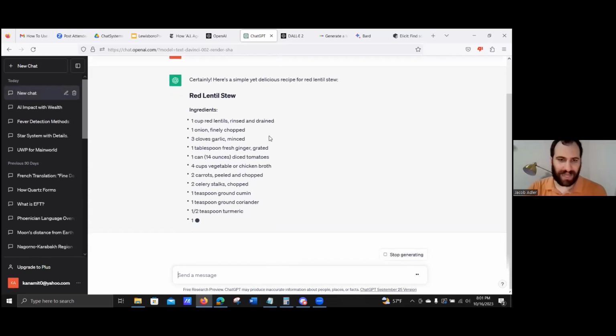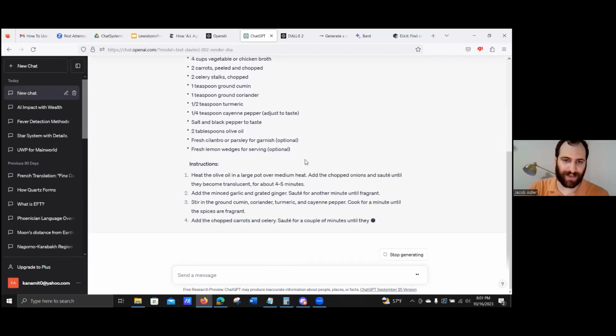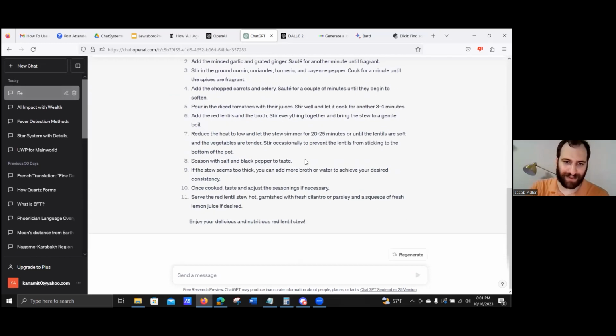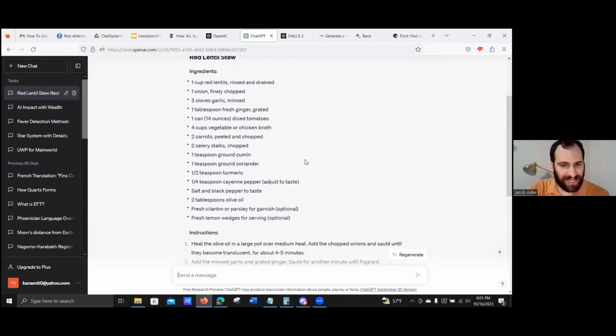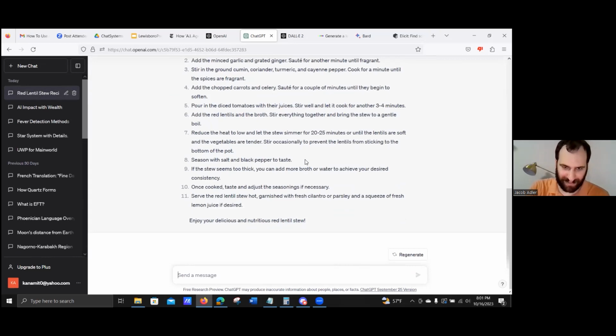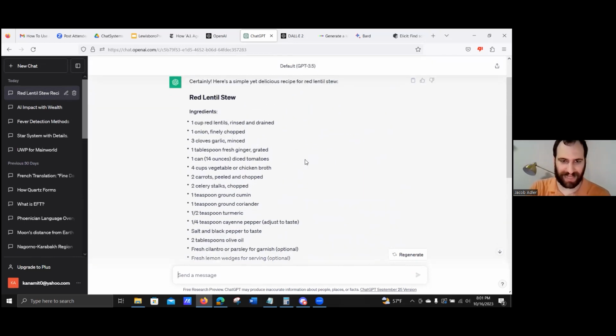I'm putting in a recipe here because I've actually been wanting to make a red lentil stew for a while now, and I want to see what it gives me. Is it saying that I have to put in lemon juice? I saw something about lemon juice down there, or maybe I made that up. I don't know. So it's interesting, you can use it for either very frivolous things or very important things. Let's see what I did. Yeah, make it vegan.